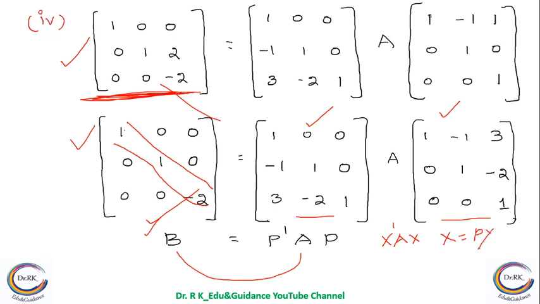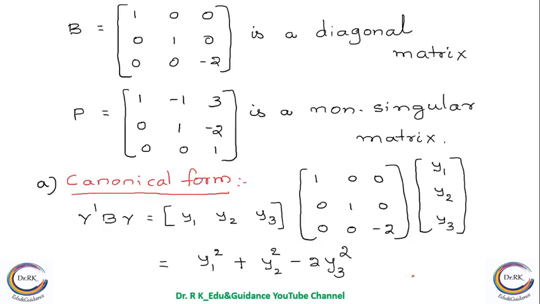So after this, what is happening? It is becoming Y transpose By, right? Y transpose into By. So what is this B matrix? This is what we got. This is a diagonal matrix. That is the B matrix. So this is what we have to do. Once we have this B matrix, everything is done.